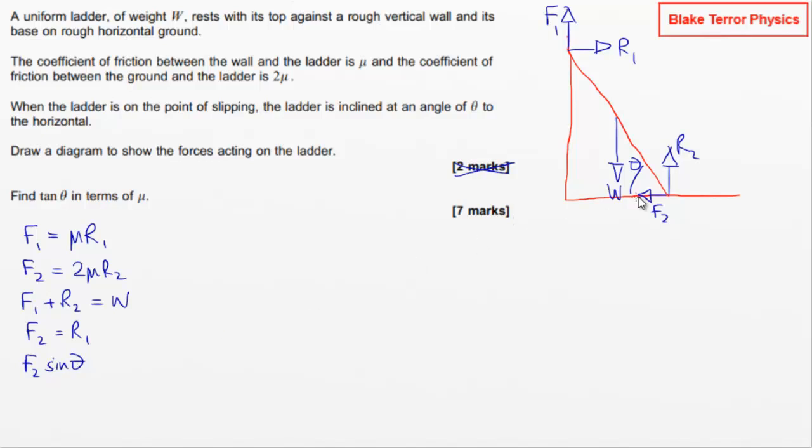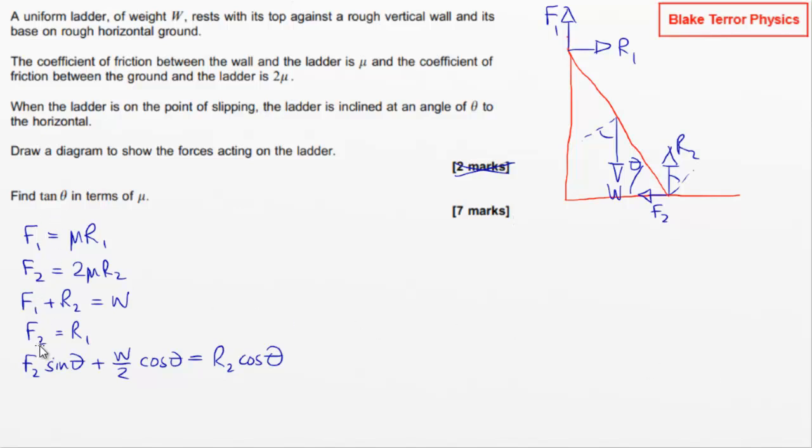So we've got clockwise moments: F2 sin theta, and then W over 2 because it's halfway along the ladder. That's going to be cos theta, isn't it? Along there, that's going to be theta. So we've got W over 2 cos theta, and that is equal to R2 cos theta, because that's also theta there. So we've got 5 equations, 7 unknowns. We should be able to reduce this down to 1 equation with 2 unknowns in.